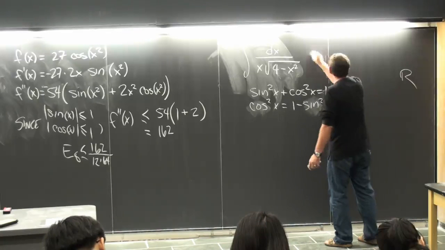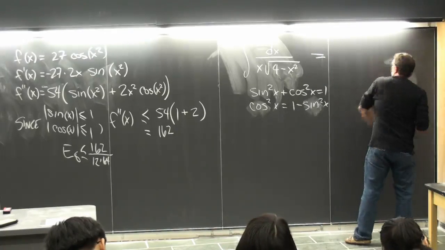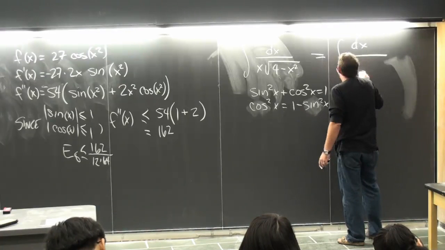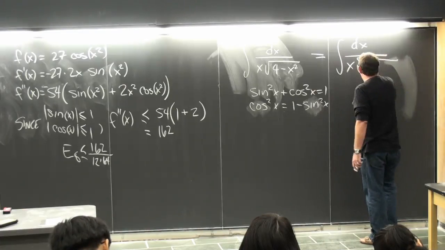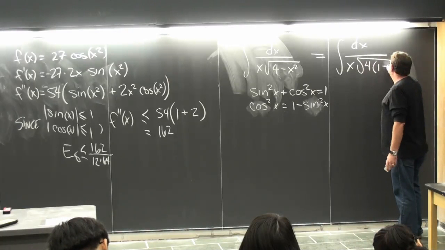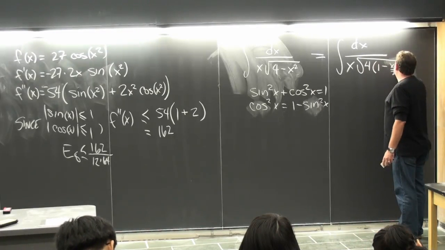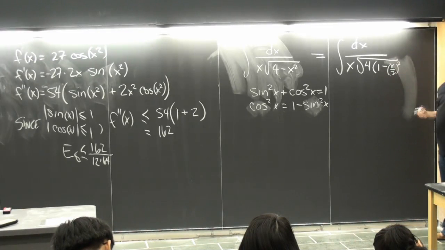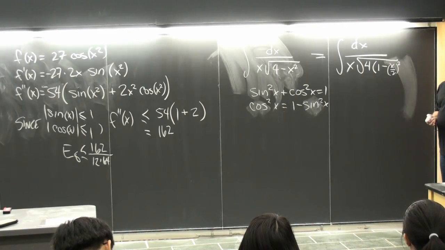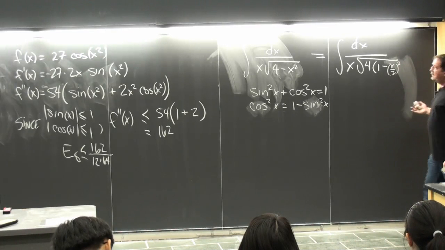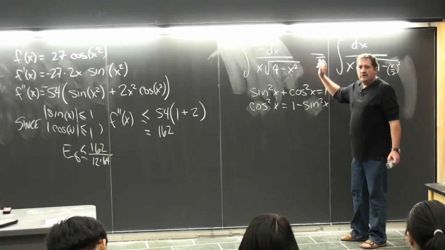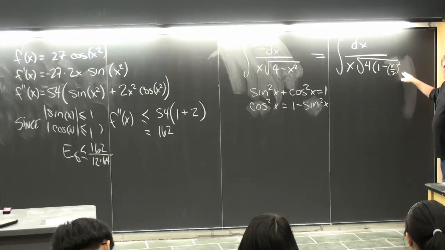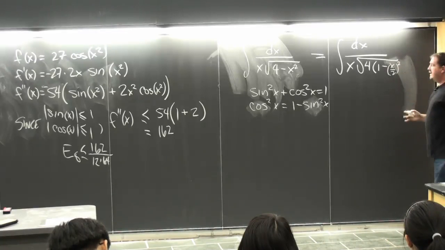So I can rewrite this as, so I'm going to pull the 4 out, but I'll leave it inside for now. And now I have an x squared over 4, which I can also write as x over 2 squared. Alternatively, you can just let x be 2 sine theta. It's the same. So everybody okay with this so far? All right. So this is an x over 2.